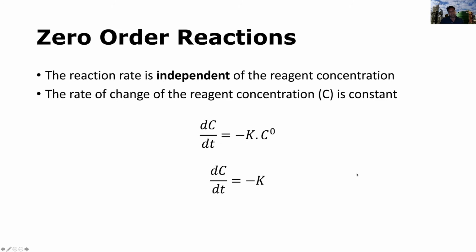For a zero order reaction, the rate is independent of the concentration of the reagents. The rate of change of the reagent concentrations is constant. So dC over dt is equal to negative k times C raised to the 0 power. In other words, dC over dt is equal to negative k.